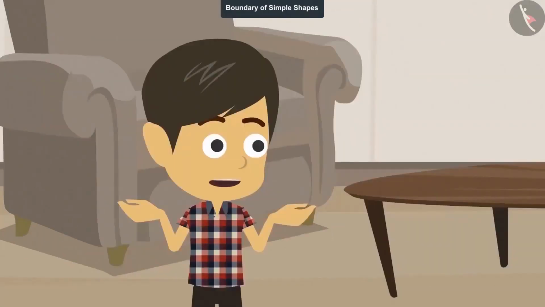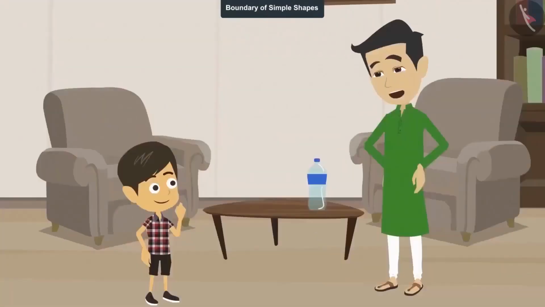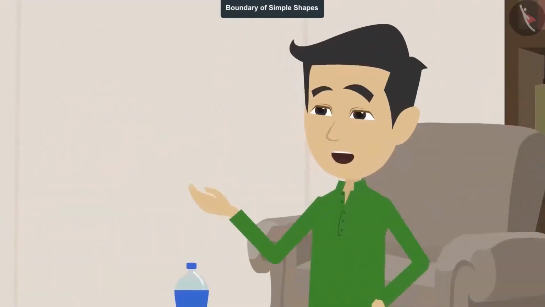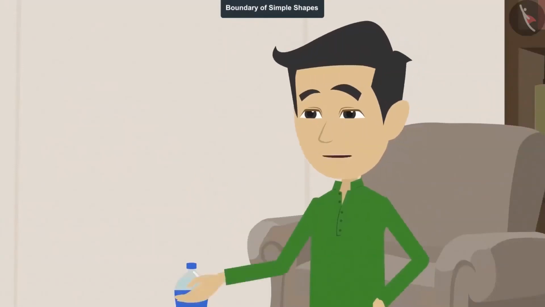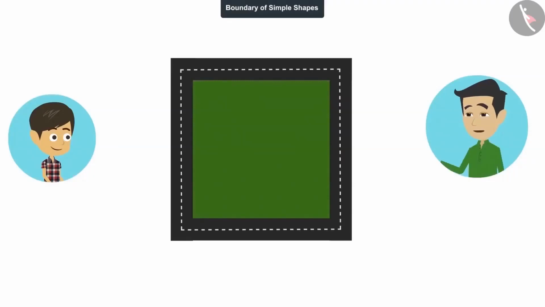But how do you know that you have walked for 3 kilometers? It's very easy. You can find it the same way I found out. How? I will tell you. In the park where I go for my walk, the enclosure made for walking is of the shape of a square.